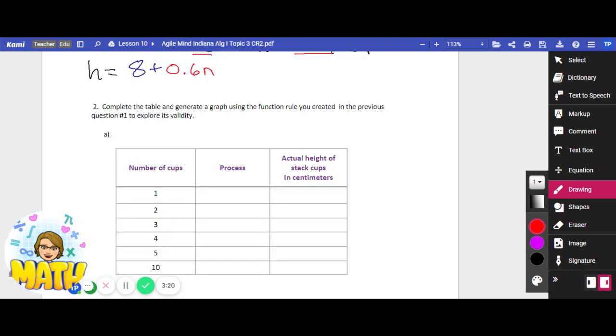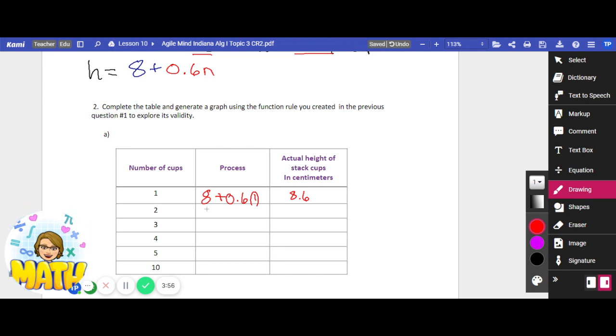Now, we are going to create a table using the function rule that we just created to see what the actual height of stacks will be depending on how many cups are in the stack. So if there's only one cup in the stack, we know that we need to take our 8, which was our base, plus our rim size, which is our 6/10, but there's only one cup, so we only have one rim. So I'd only multiply that 6/10 times 1. When I do that, I get a total height of 8 6/10.